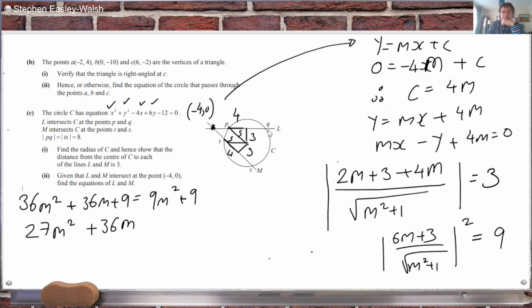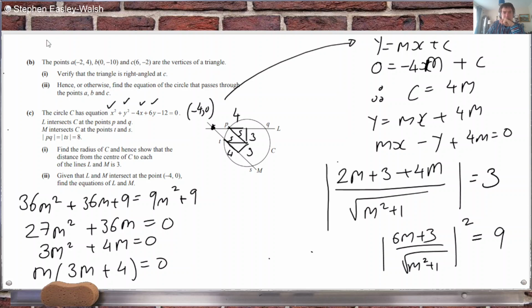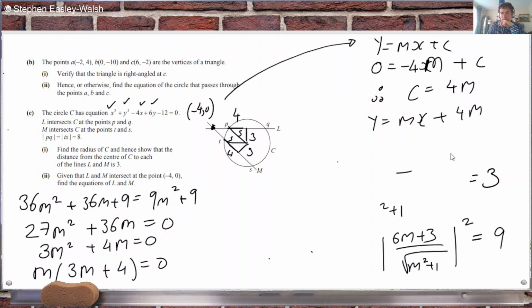Oh yeah, it does look like the slope is 0, doesn't it? Plus 36m is equal to 0. I can divide by 9, can't I? So that would be 3m squared plus 4m equals 0. m times (3m plus 4) equals 0. So I have 2 answers for m.